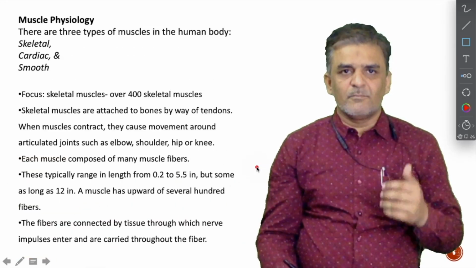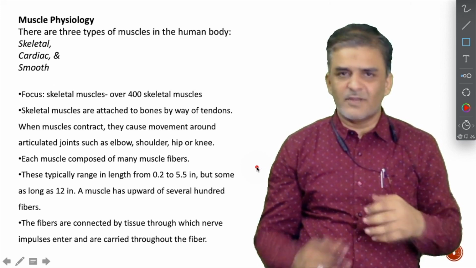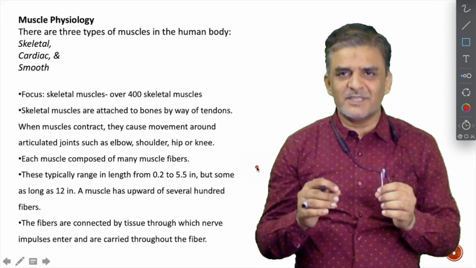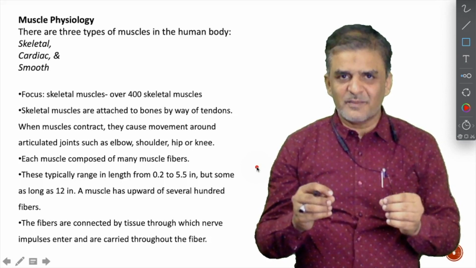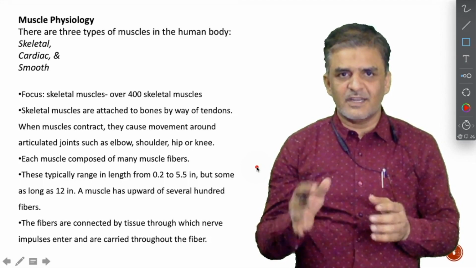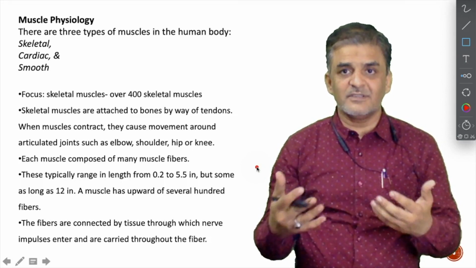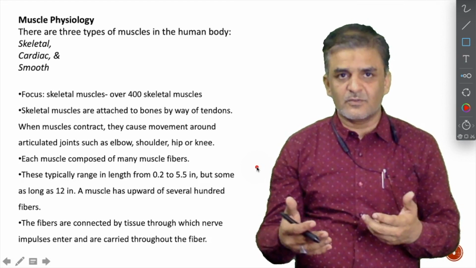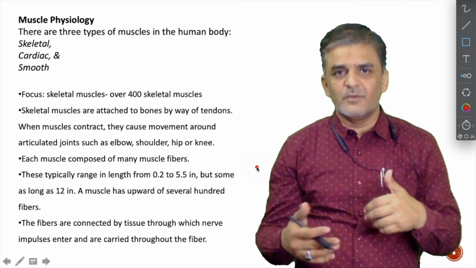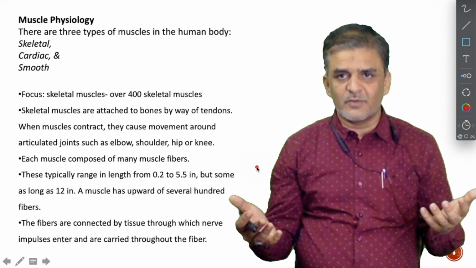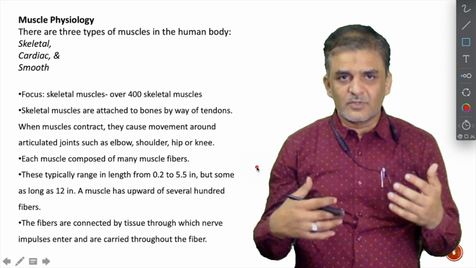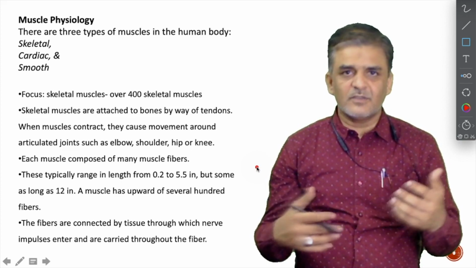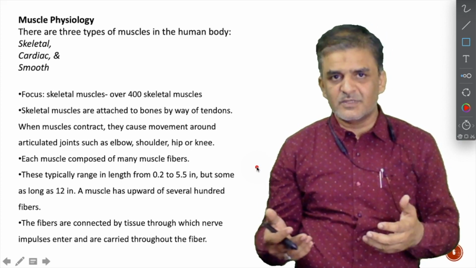Now next is muscle physiology. I will not go into detail. I will just simply say that there are two types of muscles, voluntary and involuntary. Voluntary muscles are those which work as we direct, under brain control. Involuntary muscles work throughout the clock, or 24 hours. These are cardiac muscles, smooth muscles, digestive muscles.